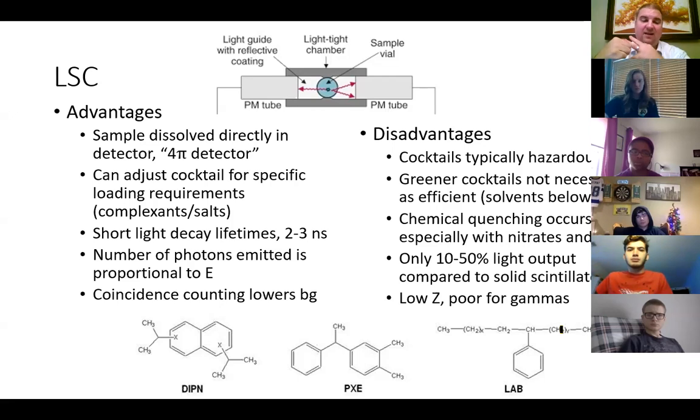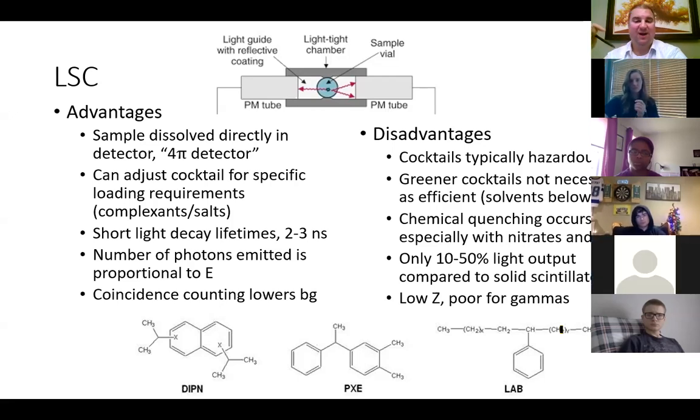So liquid scintillation counting has a lot of advantages, but for something that sounds so great, it's probably also going to have a lot of disadvantages. Many of the liquid scintillation cocktails are hazardous materials on their own, even before you put radiation into them. And when you have hazardous materials that are themselves radioactive, you have a lot you've got to do to dispose of those materials. They have worked on making greener cocktails, but the greener cocktails are not necessarily as efficient as the more historically used liquid scintillation cocktails.